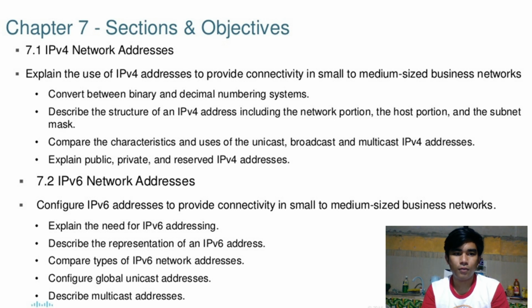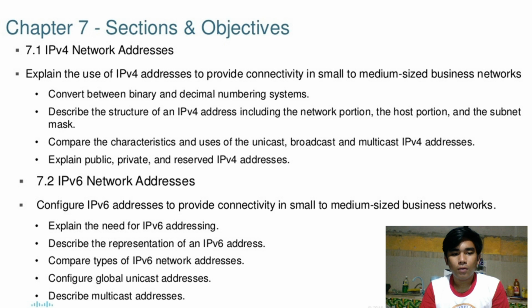7.1 IPv4 network addresses explains the use of IPv4 addresses to provide connectivity in small to medium-sized business networks. It may convert between binary and decimal numbering. Describe the structure of an IPv4 address, including the network portion and the host portion, and the subnet mask. Compare the characteristics and uses of the unicast, broadcast, and multicast IPv4 addresses. Explain public, private, and reserved IPv4 addresses.